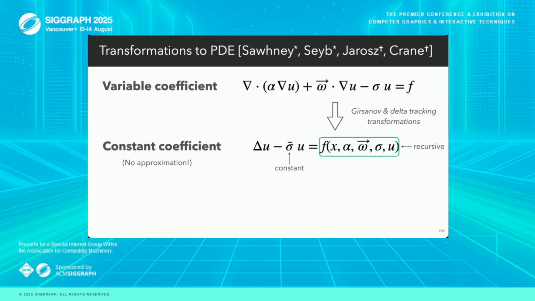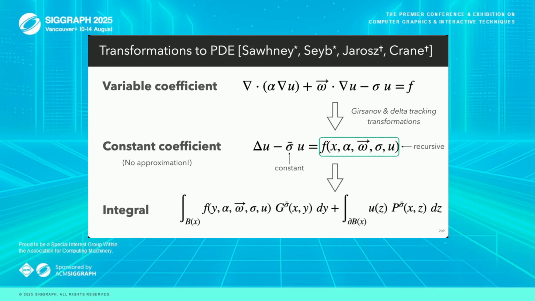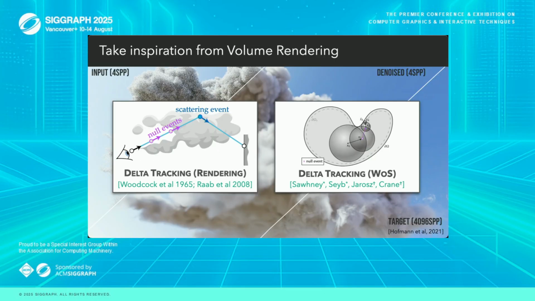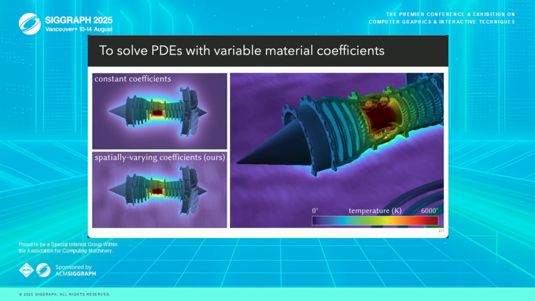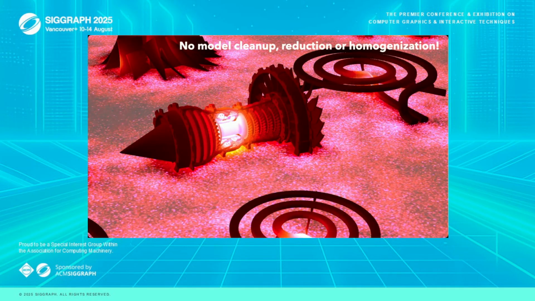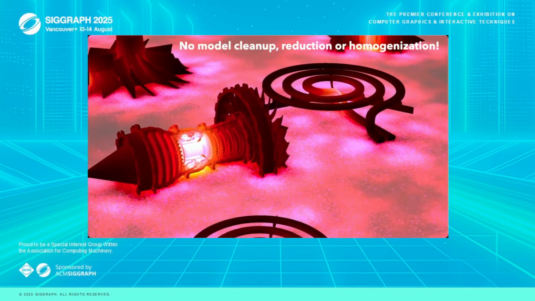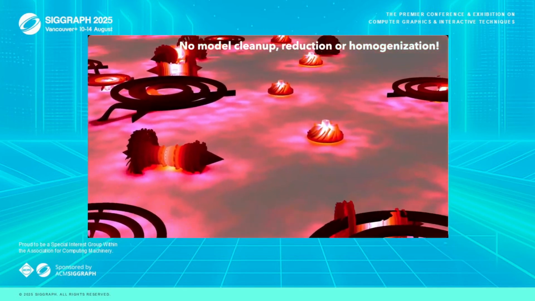So if we take a closer look at the corresponding integral expression for our transformed PDE, it says we now have to recursively estimate both the source and boundary integrals. So again, I won't go into the details here, but at a high level, we achieve this by designing variants of walk-on spheres for variable coefficients that are heavily inspired by volume rendering algorithms such as delta tracking. These modified random walk algorithms then allow us to solve differential equations with variable material coefficients in scenes with extremely complex geometry without any pre-processing or homogenization.